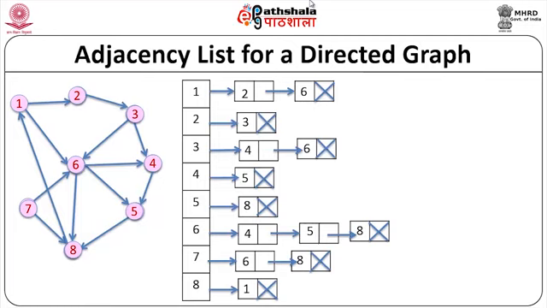So, here is an example of that. 1 is connected to 2 and 6, 2 is connected to only 3, 3 is connected to 4 and 6, 4 is connected to 5, 5 is connected to 8, 6 is connected to 4, 5 and 8, 7 is connected to 6 and 8 is connected to 1. So, this is the adjacency list for a directed graph.